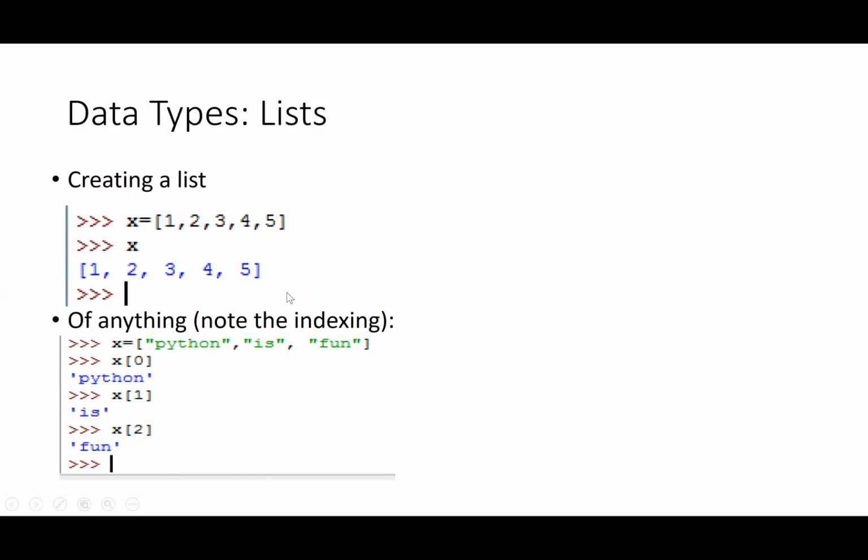Here's a really cool thing about Python. The list does not have to be numbers. So here I've made a list of strings. Python, notice the quotes, comma, is, quotes again, comma, fun. And then if I print out the elements of the list, which I can do by using the index to the list, starting at 0, 1, 2 for 3 elements, x of 0, Python, x of 1, hit return, is, and x of 2, hit return, fun. And once again, you'll notice that the Python shell has put quotation marks around these things because they are strings.